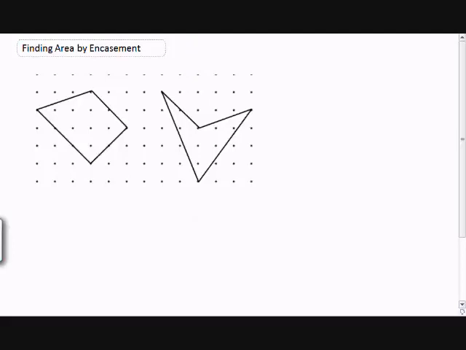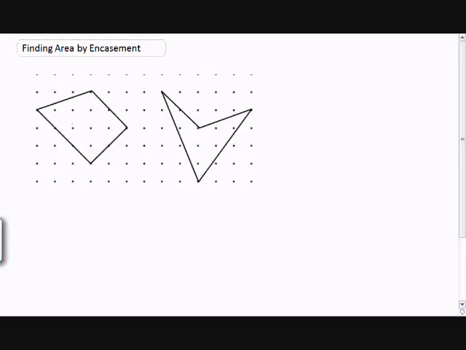I'm going to show you how to find the area of a shape using the method of encasement. You generally want to use encasement when you cannot use a formula, or if you have a shape that's irregular, kind of wacky, and not positioned so there's any perpendicularity that's easy to find.